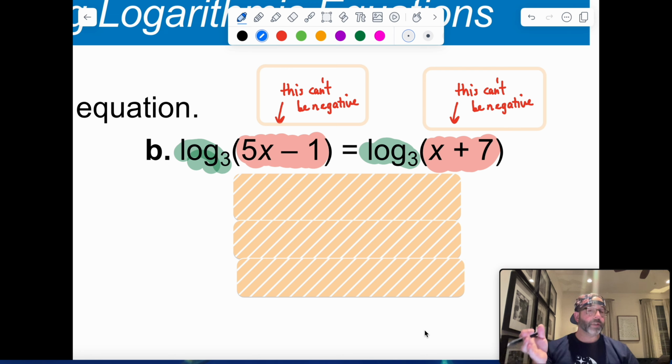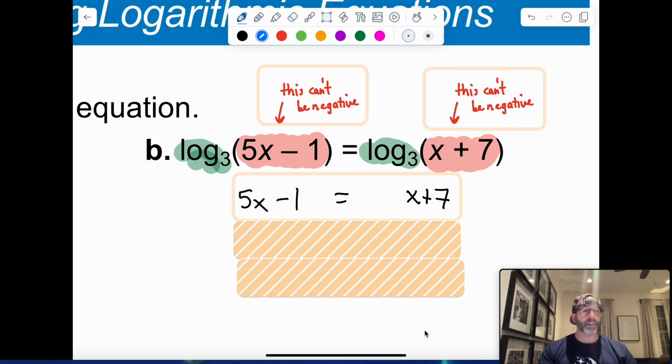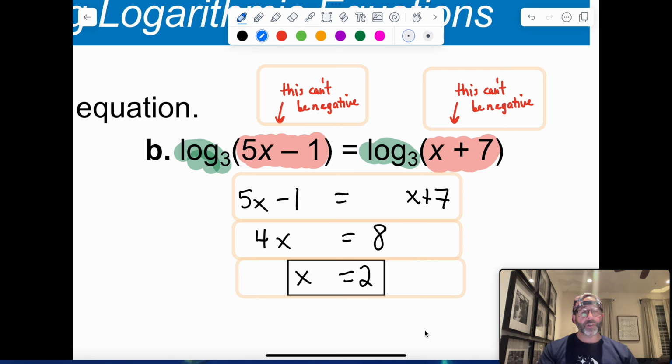Now when we look at this, log base 3 is on both of them. That means we have the one-to-one property, so I could just say that 5x minus 1 is equal to x plus 7. Go ahead and do your normal steps for solving. We get that x is going to equal 2.